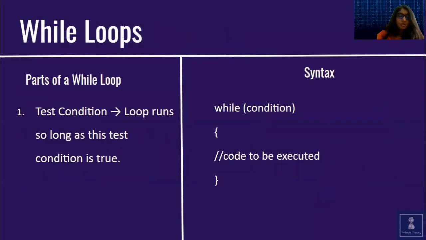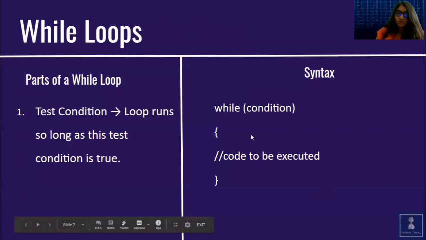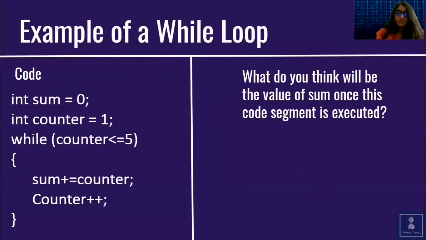All right, then we go on to while loops. A while loop is a kind of loop in Java that runs so long as a particular test condition is true. When this condition is no longer true, the loop automatically stops. While loops are usually used when the intended number of iterations is not known. So let's go through the syntax. While a certain condition is true, this body code is executed.